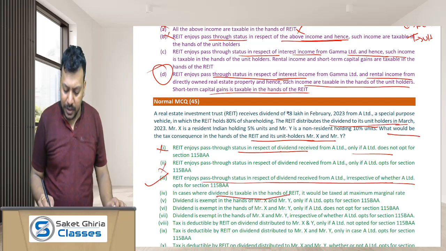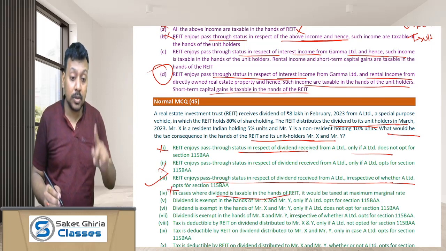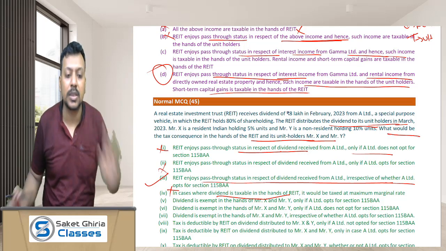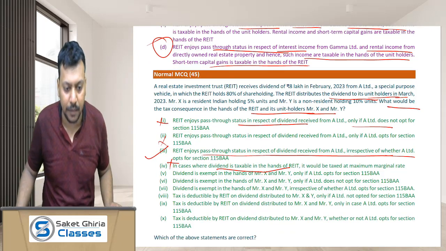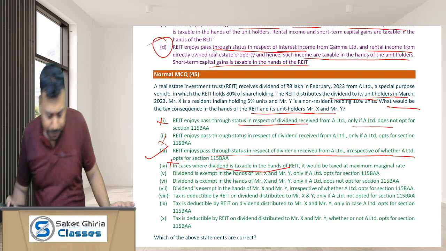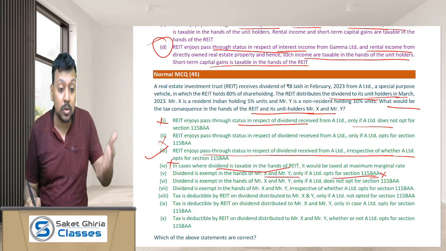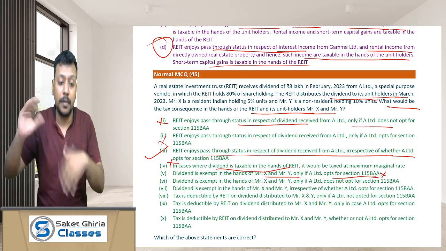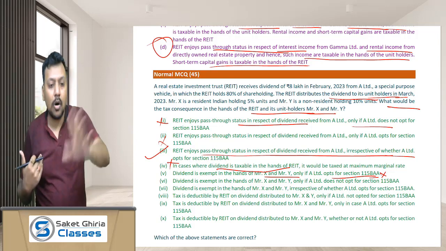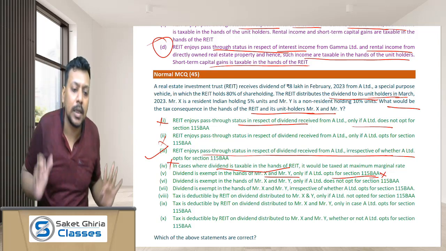In case where the dividend is taxable, no sir, dividend is not taxable in the hands of REIT because REIT has the unconditional pass-through status in respect of that dividend income. Okay. Dividend is exempt in the hands of REIT only if A Limited opts. No sir, A Limited does not opt, because A Limited will not opt. It will pay the tax at higher rate. The government will give the benefit to the investors.